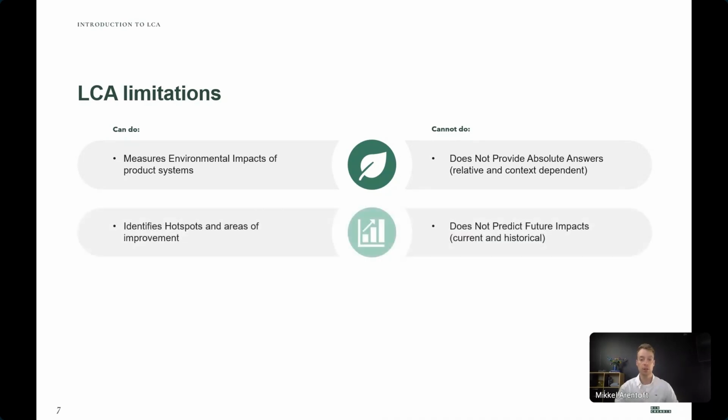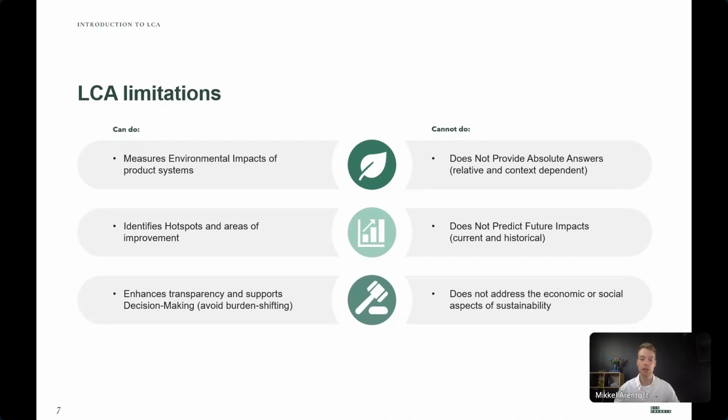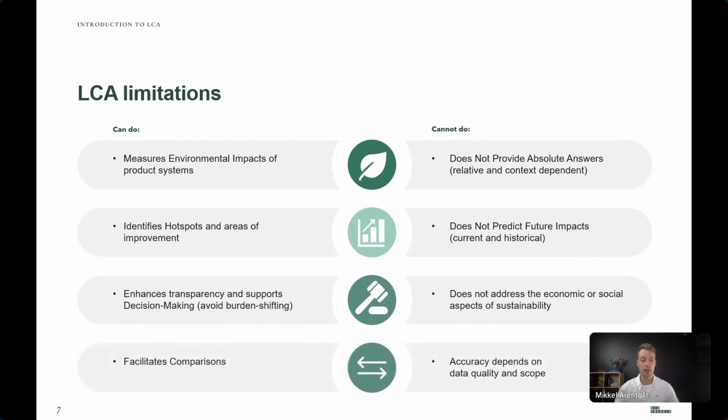An LCA can be used to highlight hotspots, where the large impacts are in the product life cycle, which is where there is the highest potential to reduce the impacts. But since the results are based on existing data, it cannot predict the future impacts directly. The LCA gives insight into the life cycle and creates transparency that supports decision-making. But it only includes the environmental sustainability aspect. It does not take into account the economical perspective or whether your production is socially responsible. Lastly, the LCA facilitates comparisons, but the accuracy of the result depends on your input data and also the scope of your study.